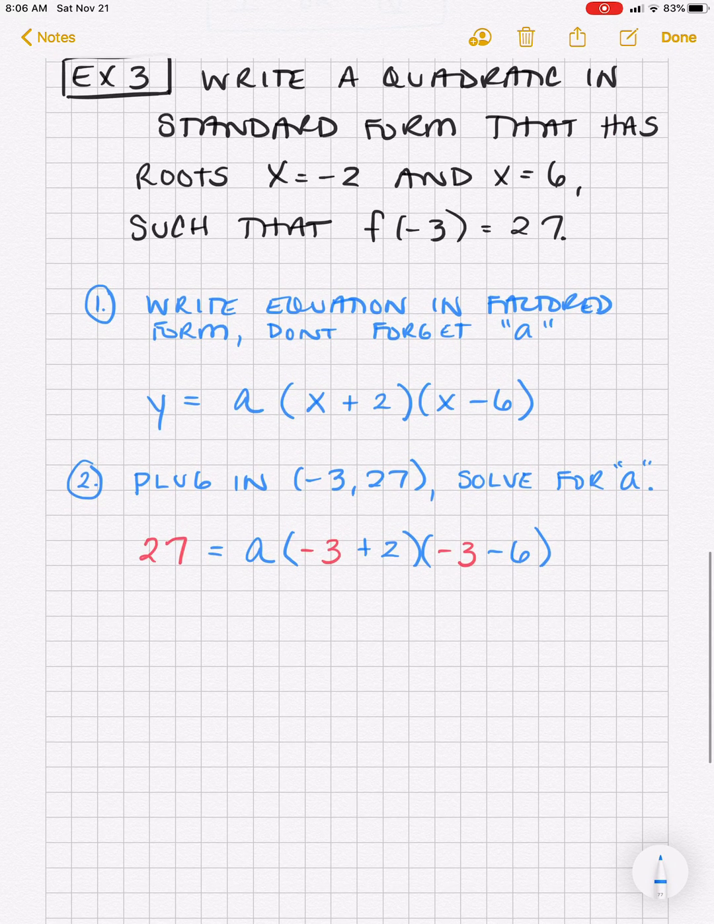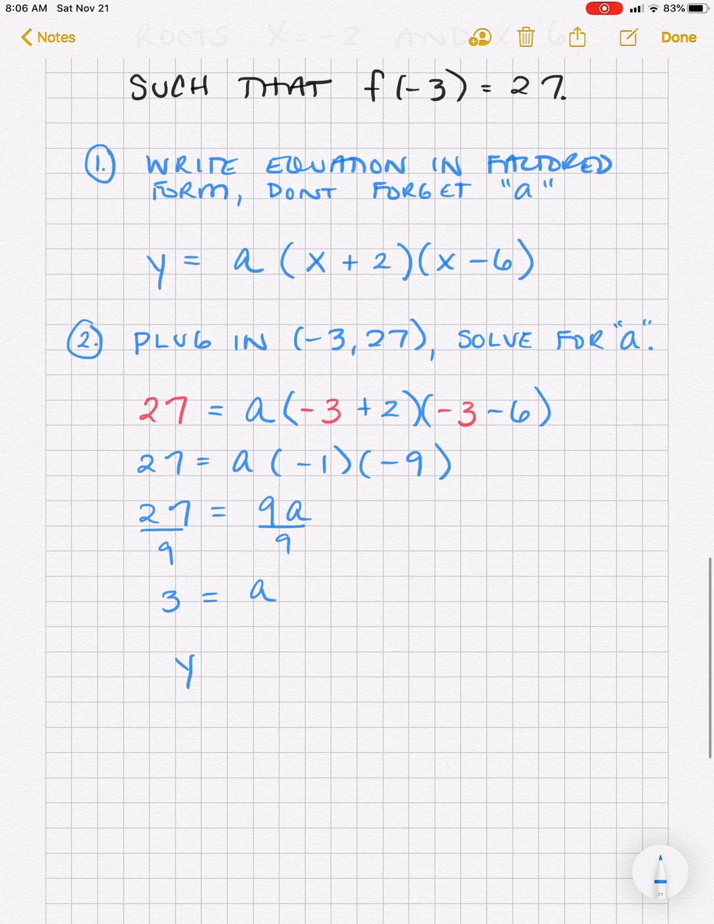So 27 equals a times -1, and -3 minus 6 is -9. 27 equals 9a, right, when we multiply all of this together. Divide both sides by 9, and we can see that a is equal to 3. So finally here, we just need to kind of remember what it is we're doing. Don't just circle a equals 3 and move on. We have now written this quadratic function in factored form.